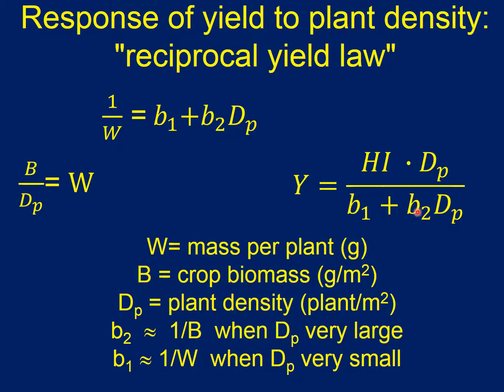In fact, the meaning of these two parameters, b1 and b2, is related to extreme conditions. When dP is very large, b2 is roughly equal to the inverse of the crop biomass. And when dP is very small, in other words, when we have isolated plants, b1 would be the inverse of the single plant mass.